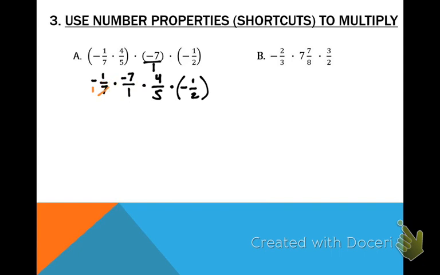How many times can a 7 go into this 7? 1 time, so I'm going to change that to a 1. How many times can a 7 go into a -7? -1, okay, because I got to keep that negative there. And then obviously these are already 1 and 1.